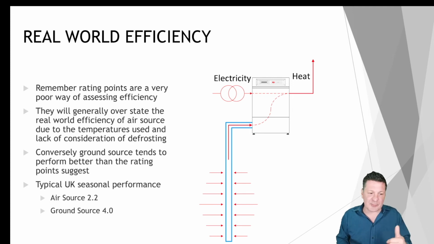If you were at 50% lower than this, then you would say a system would be poorly designed, or at least would need further investigation. If you're 50% better than that, great, you've got a really good installation. But that's a middling ground type number for both air source and ground source.